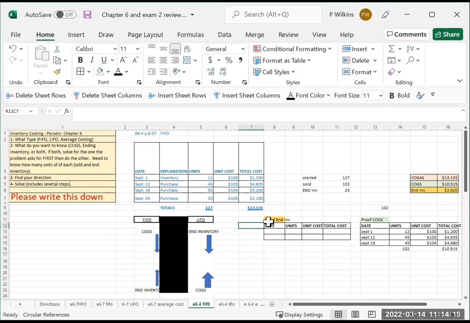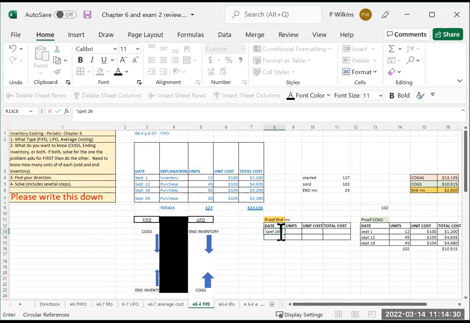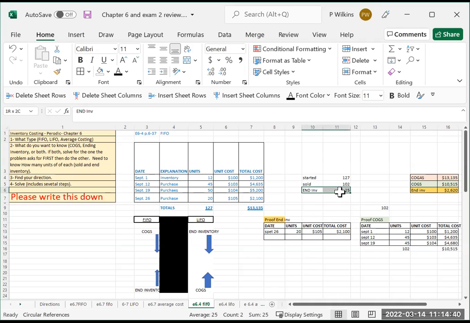So the proof for the ending inventory, we're gonna start at the bottom up. The bottom shows September 26th, there's 20 units at $105 each. So we're gonna take all 20 because we want to get to 25. So we've got September 26th, 20 units at $105 each for a total of $2,100. Okay, so we have 20 units. We're trying to get to 25. That's how many are in the ending inventory. So that means we need 5 more units.